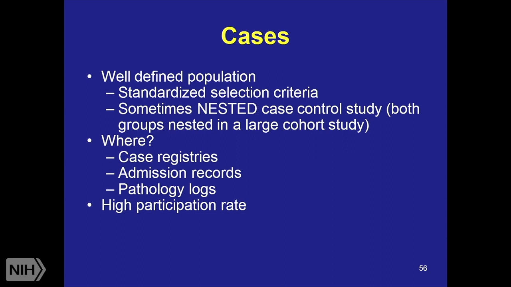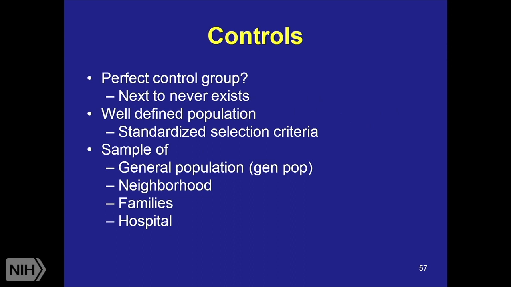The other trick is that cases tend to participate. Why? They want answers. It's pretty easy to sell a case to be in a case control study. They have a lot on the line. They want to know what's going on. There's no perfect control group, but you can try to get one.